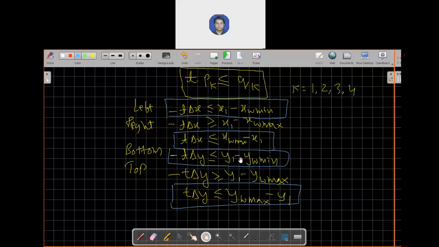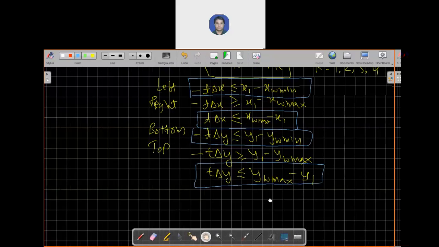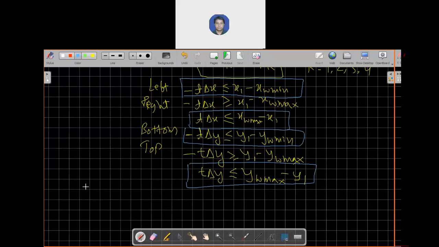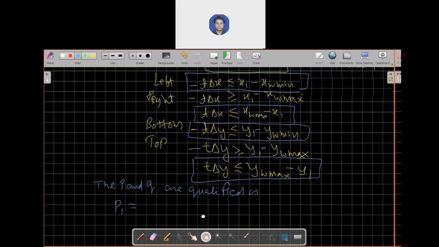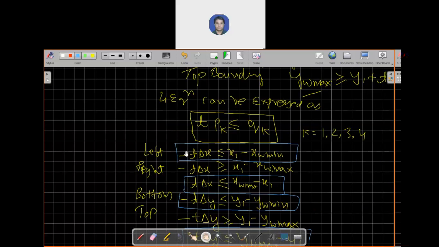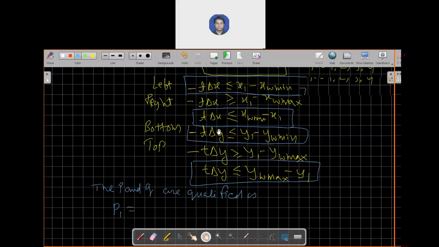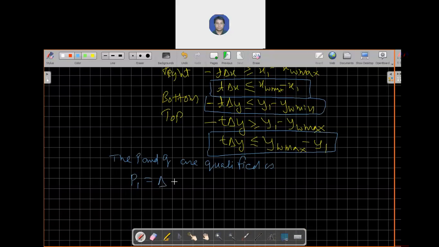Now write the values of pk and qk from these four equations. Now write the value of p1. P1 means equation 1. This is the first equation, and here t is the common term; the remaining term, minus delta x, is your p1. P1 is minus delta x.